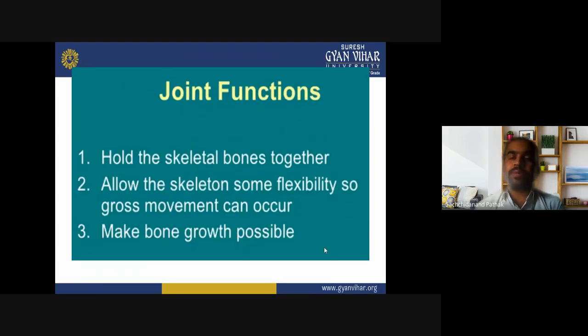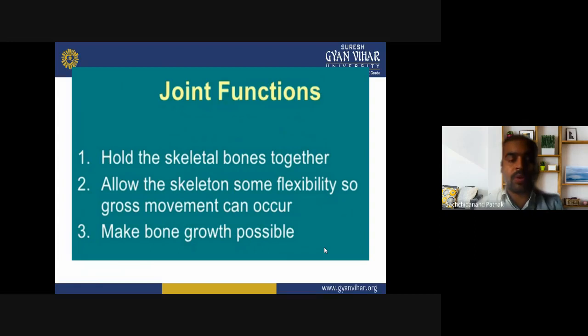What is the function of the joints? Joints hold the skeletal bones together. Only the joints are responsible for that. When we move our hand, it is only possible because there is a joint. We can move the wrist because there is a joint at the wrist. We can move the whole arm because we have a joint at the shoulder. We can move our forearm because we have a joint at the elbow.